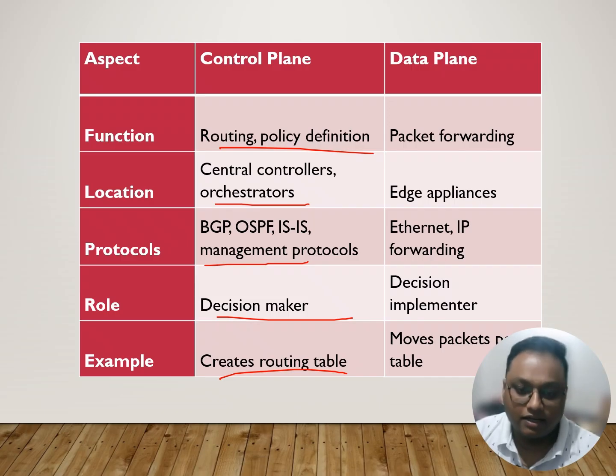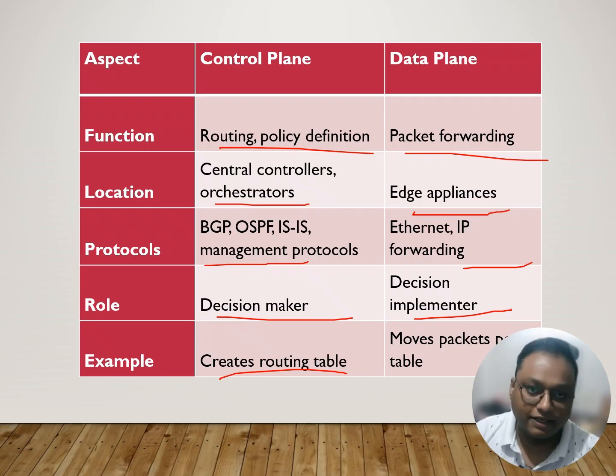In the data plane, the main function is packet forwarding. It works on the edge devices. The protocol is IP forwarding. The role is to follow and implement the decisions the control plane is making, and an example is moving traffic through the dedicated path or the path that has been created by the control plane. So these are the basic differences.